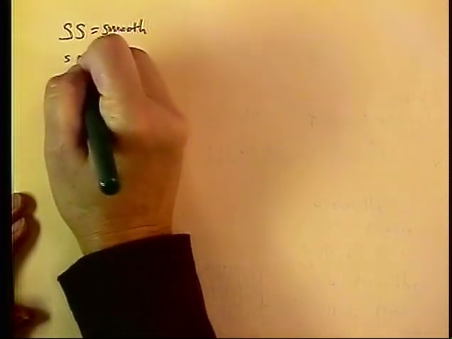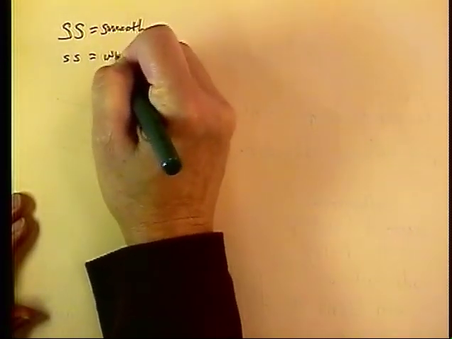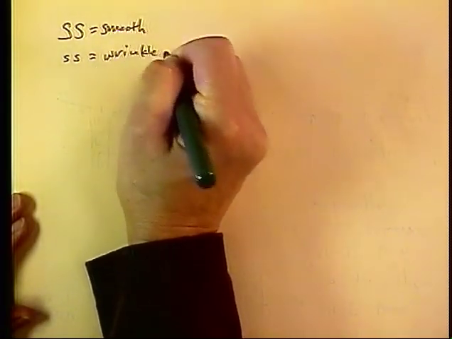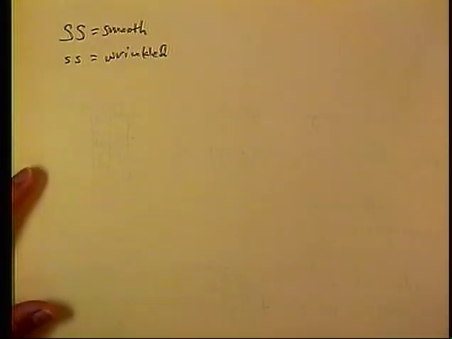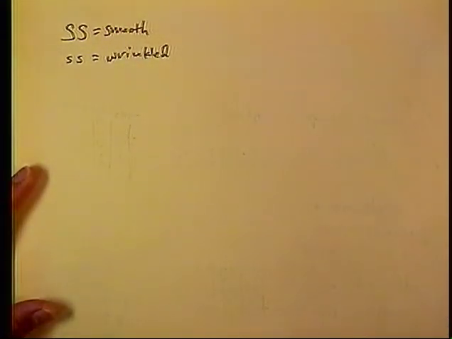You're going to have a lowercase s for wrinkled. I wish I had nicer handwriting. I never have had good handwriting. I've always had terrible handwriting. I'm writing neat for me.